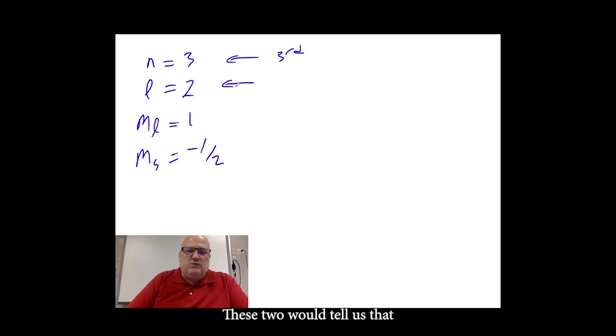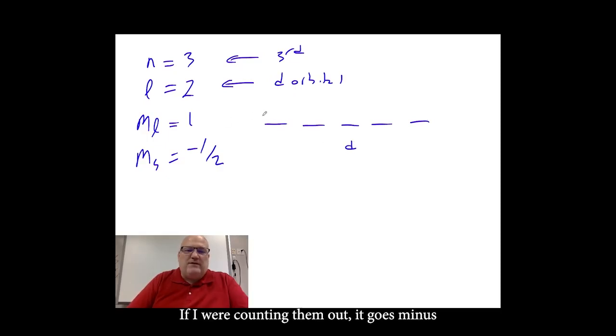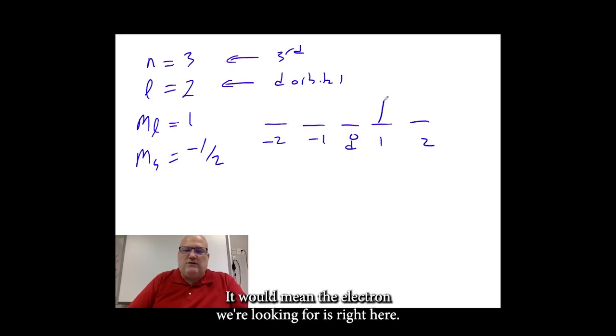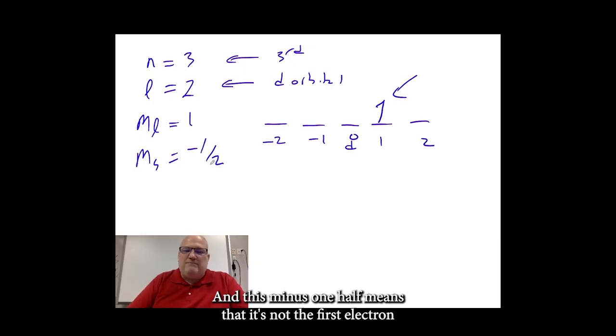Well, this 3 would tell us that the electron was in the 3rd energy level. This 2 would tell us that the electron was in a d orbital. This 1 would say, in our set of 5 orbitals, these are all d orbitals, if I were counting them out, it goes minus 2, minus 1, 0, 1, 2. It would mean the electron we're looking for is right here. And this minus 1/2 means that it's not the first electron in this orbital, it's the second one.